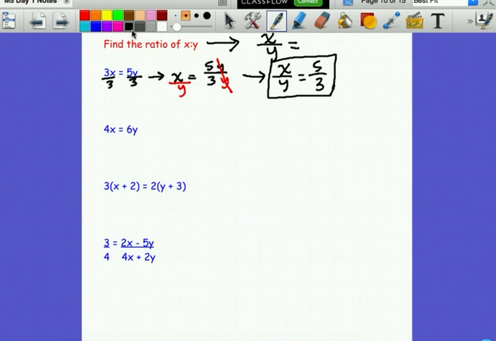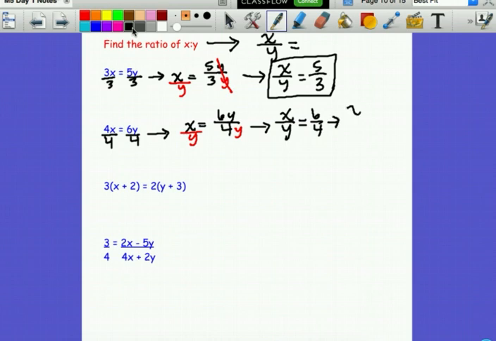Looking at the next one, I'm going to do the same process. I'm going to divide by 4 so that I have x equals 6y over 4. Then I'm going to divide by y to get that to the denominator, which is going to give me x over y equals 6 over 4. And at this point, 6 over 4 can be simplified, so x over y equals 3 over 2. So the ratio of x to y would be 3 to 2.